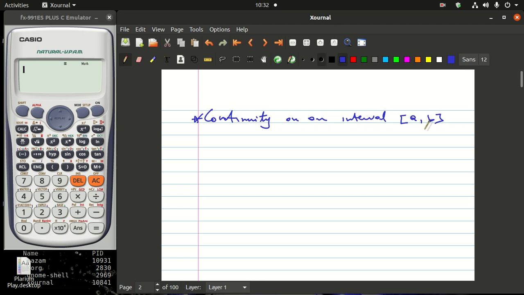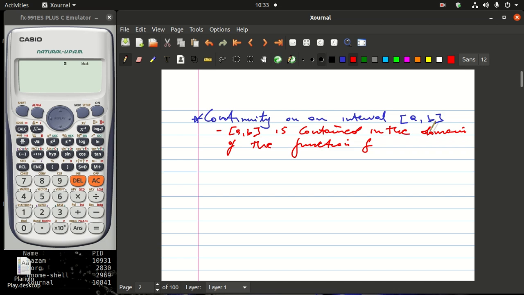If this interval here is contained inside the domain of f, let me write this here. We have this interval a b contained in the domain of the function f. Then we say that this function is continuous on this particular interval.